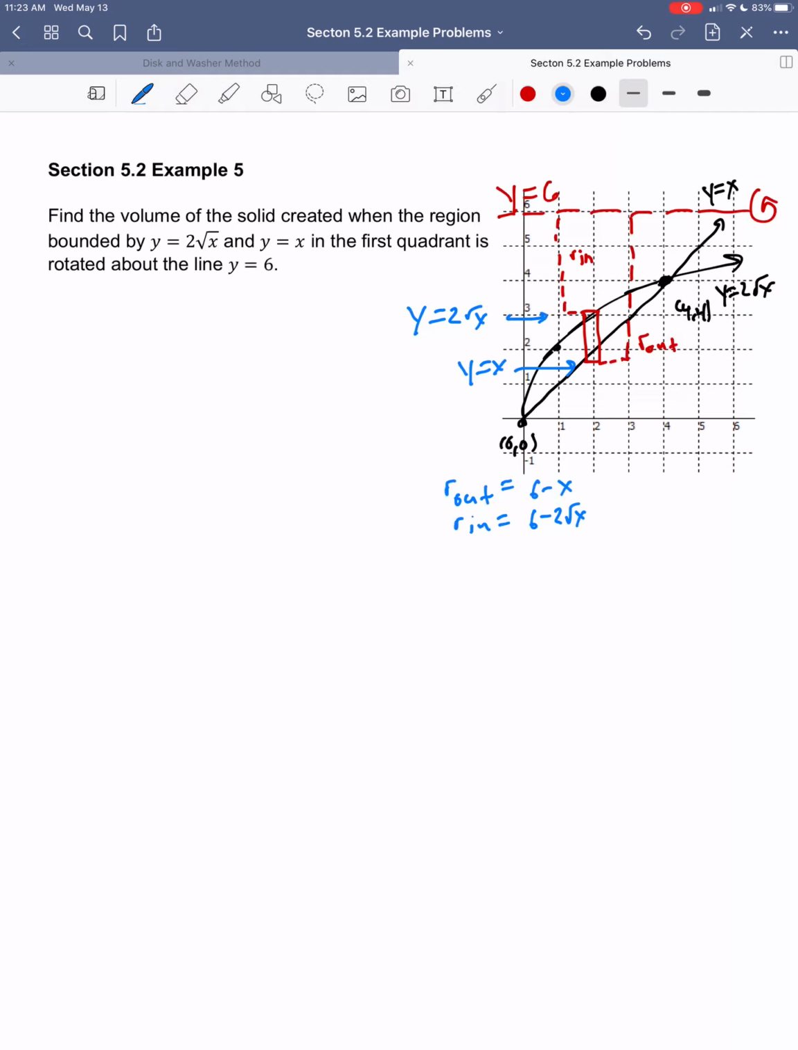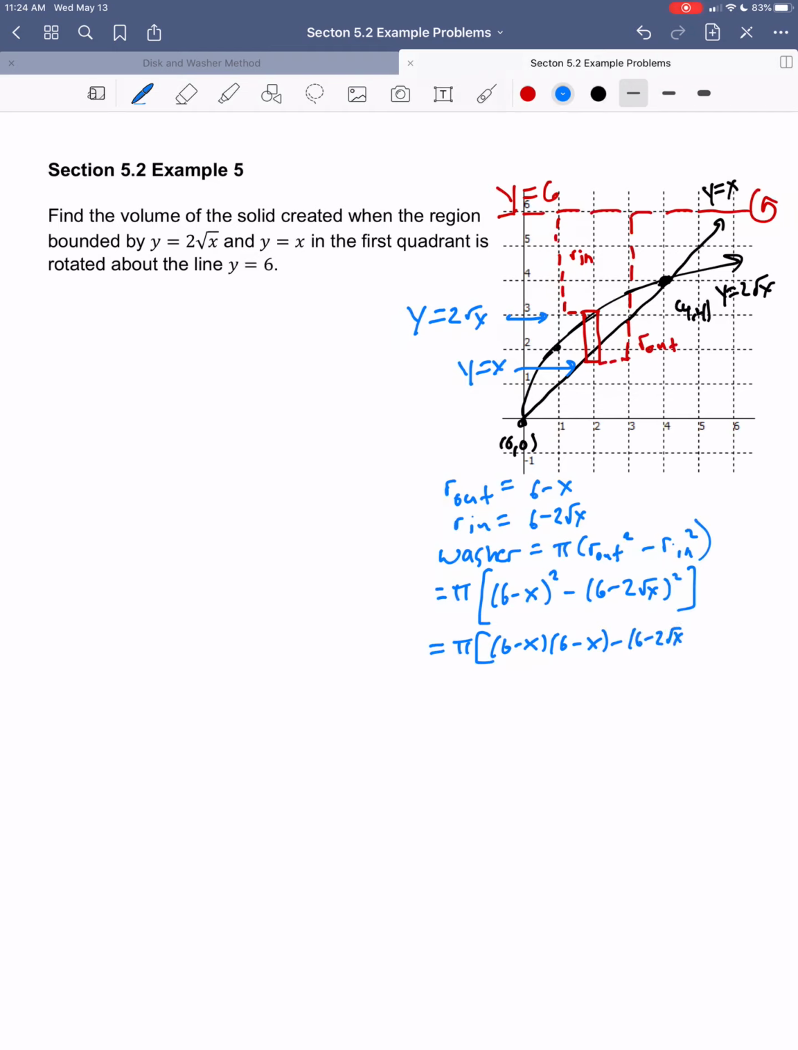Okay, and so what I'm going to have to do with that is now find the volume of the washer. So that's going to be the outer radius squared minus the inner radius squared with the pi in front. So outer is 6 minus x, inner 6 minus 2 square root of x, so 6 minus x times 6 minus x, minus 6 minus 2 square root of x times 6 minus 2 square root of x.